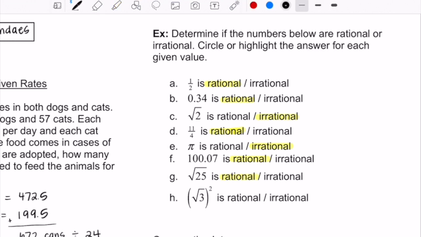And then lastly, this one down here is tricky. So the square root of 3 itself would be an irrational number. But notice that this one says the square root of 3 squared. So you want to remember that when you square something that's underneath the square root, the squared and the square root cancel each other out. And so what you would be left over with would just be regular 3 when you square the square root of 3. And so that is a rational number.